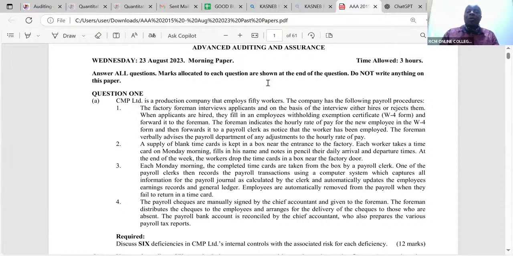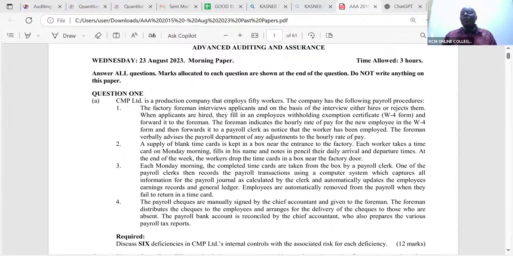No segregation of duties. This guy is interviewing them and is going ahead to make the decision to hire or reject them. When applicants are hired, they fill in an employee's withholding exemption certificate W4 form, and again do what here? They forward it to the foreman. Ladies and gentlemen, we have what we call aggregation. In audit, we have aggregation. Aggregation basically is when you put so many activities on one person. That is wrong. What audit would want to see is what we call segregation, which is the opposite of aggregation.